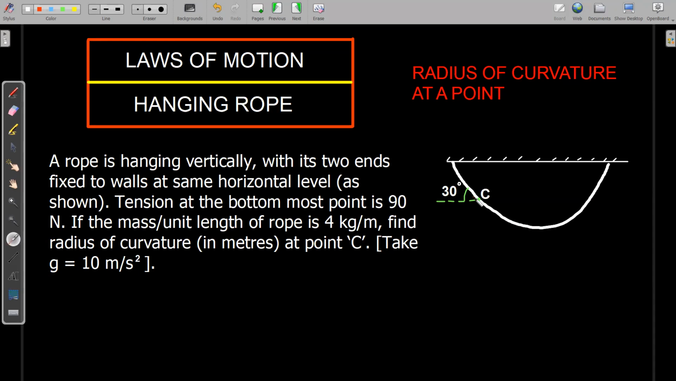So this 30 degrees means that if you draw a tangent at point C, this tangent is going to make an angle of 30 degrees from the horizontal. So we need to find the radius of curvature of the shape of the rope at point C. So how do we proceed with this question?